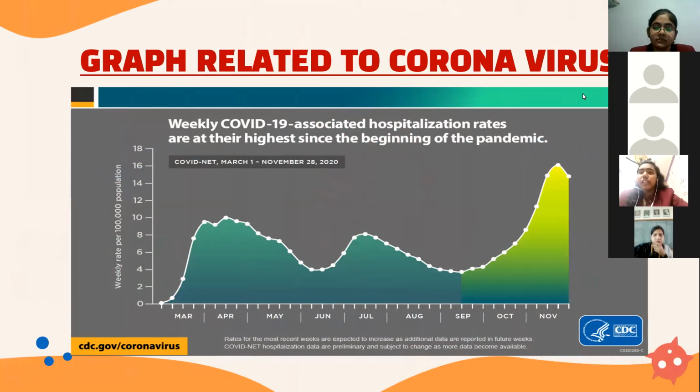This graph shows COVID-19 hospitalization rates at the beginning of the pandemic. If you see this graph carefully, at the beginning of March it is 1 lakh and rises to 8 lakh at the end of March. During the month of April, it varies between 8 to 9 lakhs. But at the starting of May, there is a gradual decrease in the rate of hospitalization and it becomes 4 lakh in mid June. In mid July, it rises again to 9 lakh and gradually decreases to mid September. But at the end of September, there is a sudden spike in the rate of hospitalization and it becomes 16 lakh at the end of November.